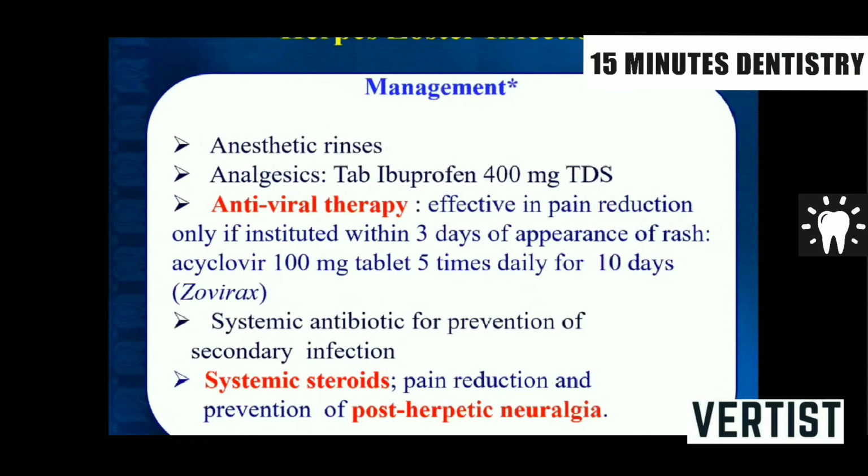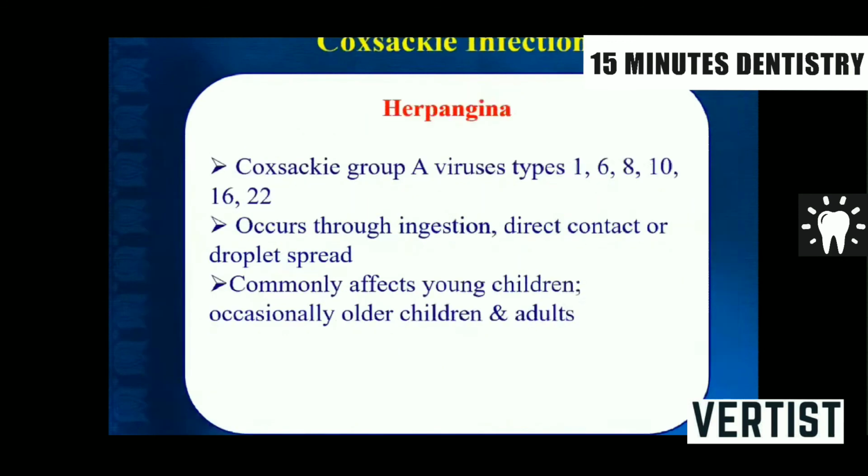Another catch here, which many times you will be asked. Now you all know steroids are contraindicated in viral infections because they decrease immunity and the infection becomes fulminant. But systemic steroids are given for pain reduction and prevention of post-herpetic neuralgia. This is the only viral condition in which systemic steroids are used and are found to be effective. So many times this may be asked in viva.